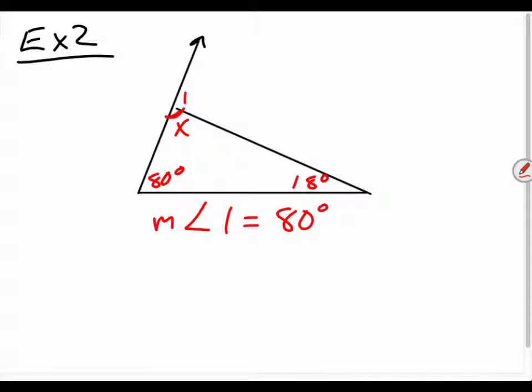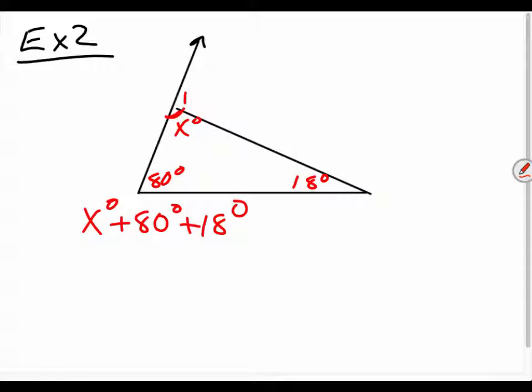If that was x, so you guys can see that, what do we know about x plus 80 plus 18? What's that equal? 180. Okay, cool. You know what else equals 180? X plus the measure of angle 1. Right? That's what Mr. Adams was rambling about. So this is another way to prove it. If they both equal 180, we could just set them equal to each other, right?